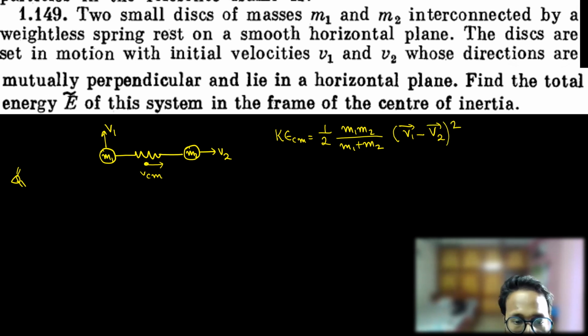You can either take frame 1 and take the relative velocity of frame 2 with respect to frame 1, or you can take frame 2 and take the relative velocity of frame 1 with respect to frame 2. Both will be the same thing because I'm squaring the velocity.